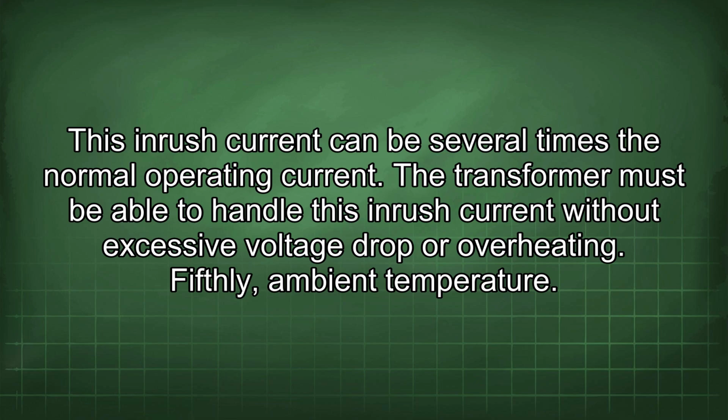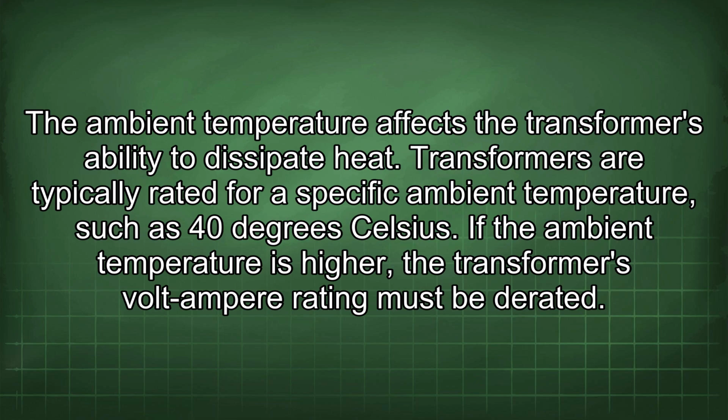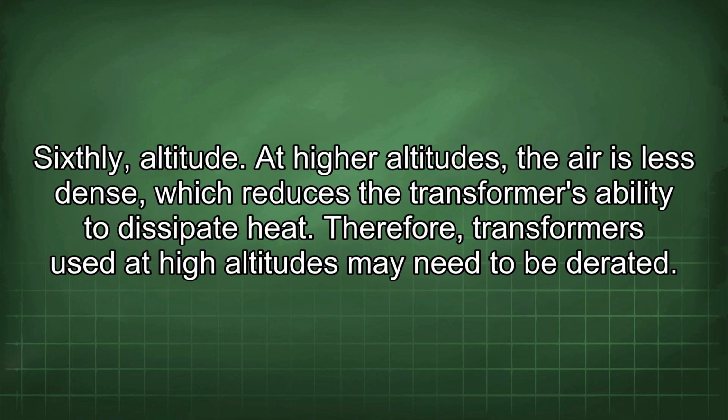Fifthly, ambient temperature. The ambient temperature affects the transformer's ability to dissipate heat. Transformers are typically rated for a specific ambient temperature, such as 40 degrees Celsius. If the ambient temperature is higher, the transformer's volt-ampere rating must be derated. Sixthly, altitude. At higher altitudes, the air is less dense, which reduces the transformer's ability to dissipate heat. Therefore, transformers used at high altitudes may need to be derated.